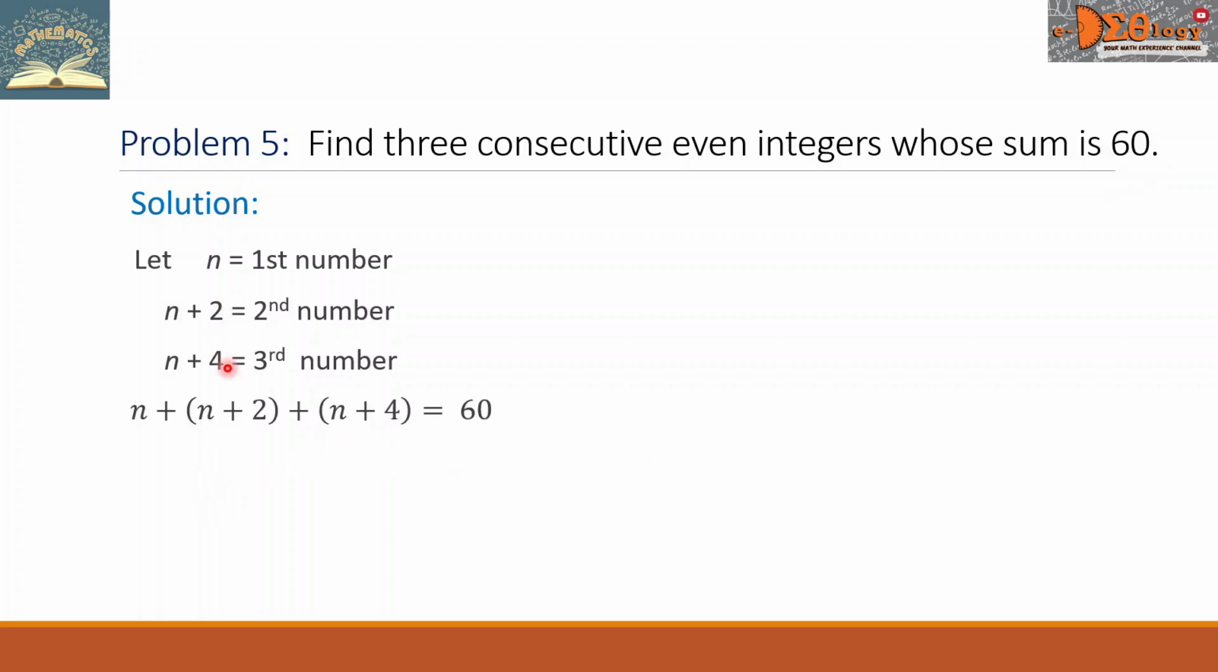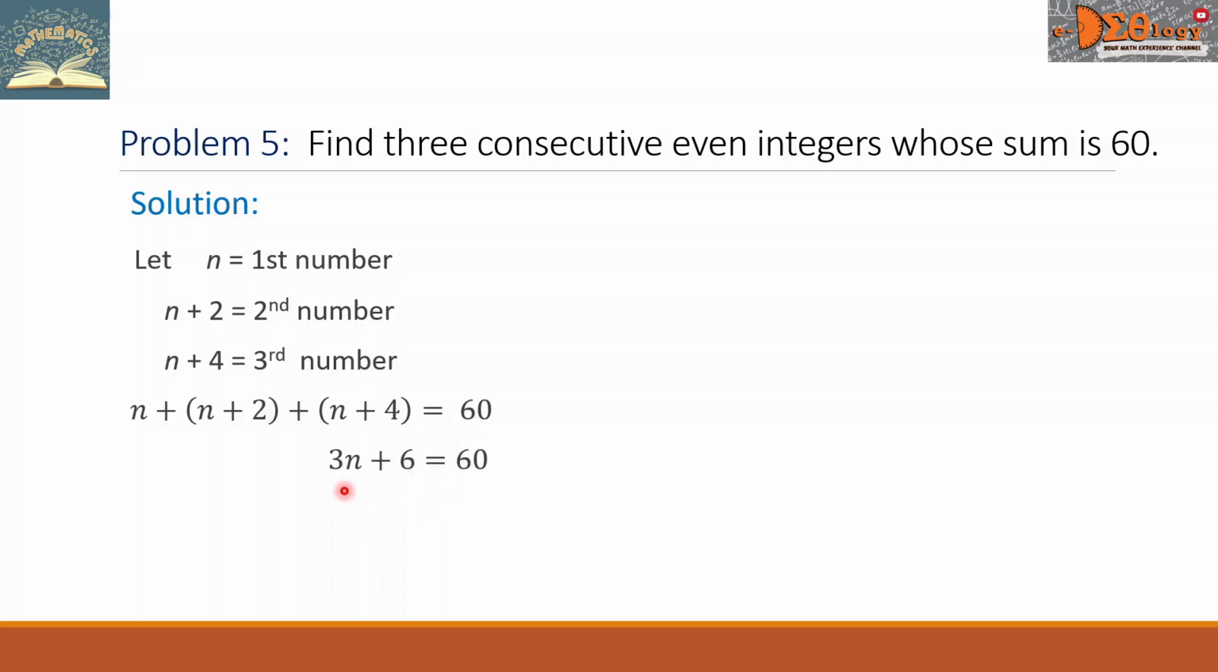So we add the three numbers, n, the first number, plus the second number, n plus 2, plus the third number, n plus 4, equals 60. Let us simplify the left side and solve for n. We remove the grouping symbols and we combine the n's and the numbers.